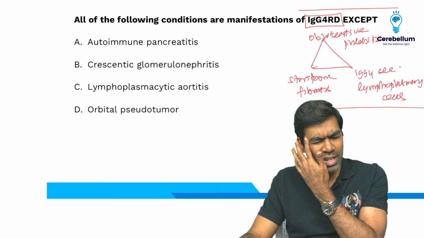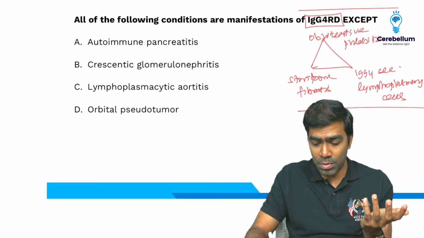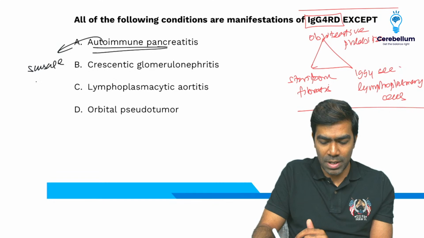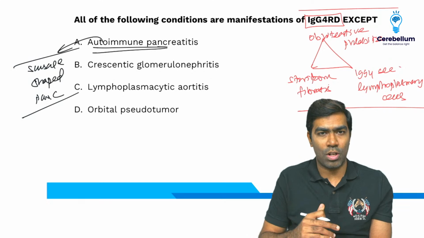They can produce autoimmune pancreatitis. So what is seen in autoimmune pancreatitis? You're going to see typically a sausage shaped pancreas. Everyone knows that, right? Sausage shaped pancreas. If they give you this in exam, it is autoimmune pancreatitis or IgG4 related pancreatitis.